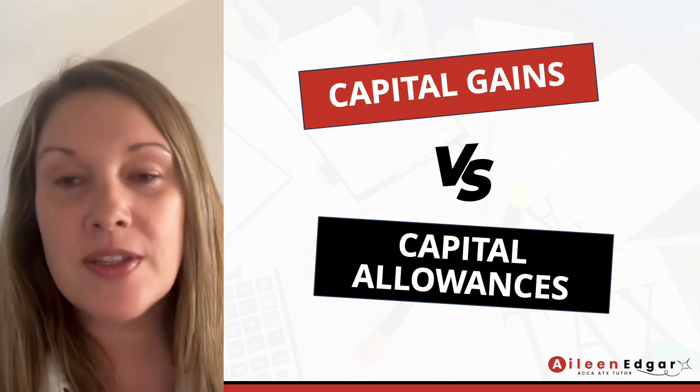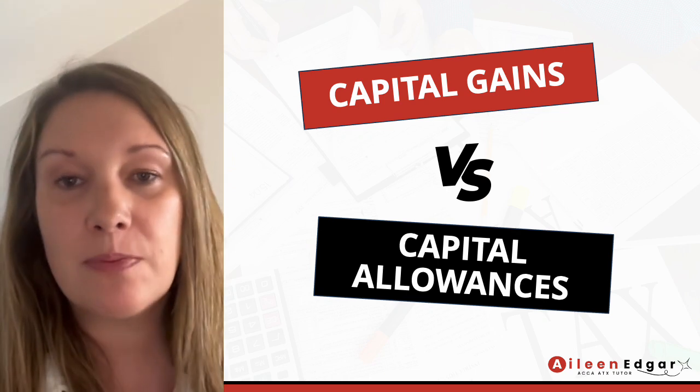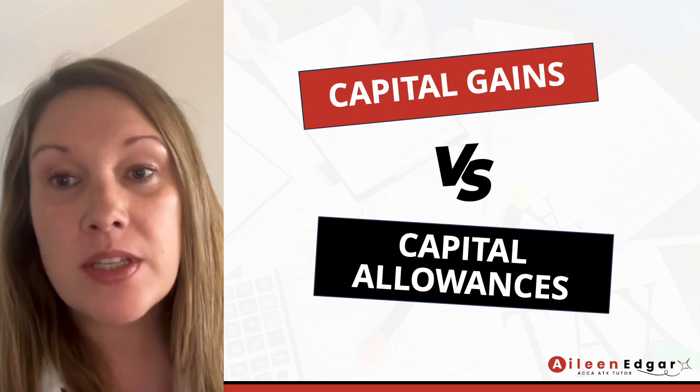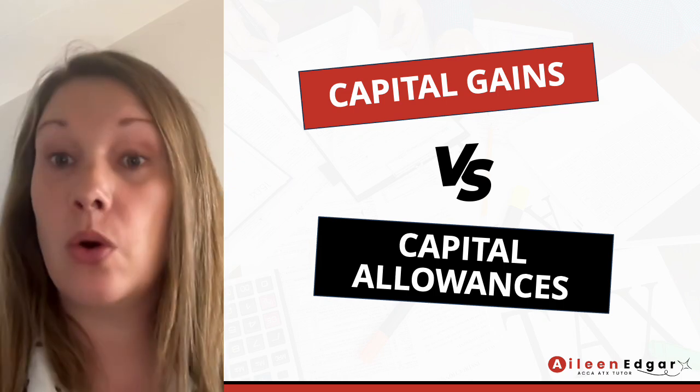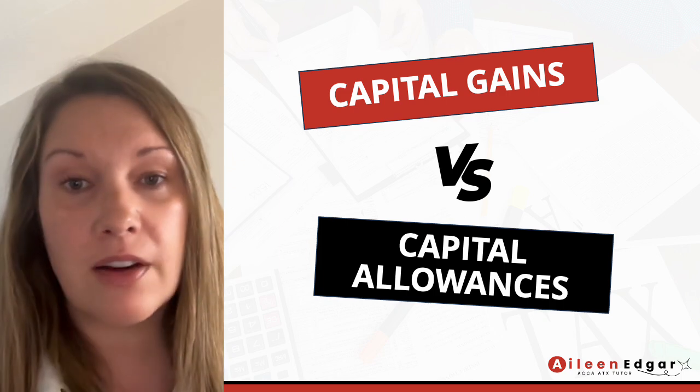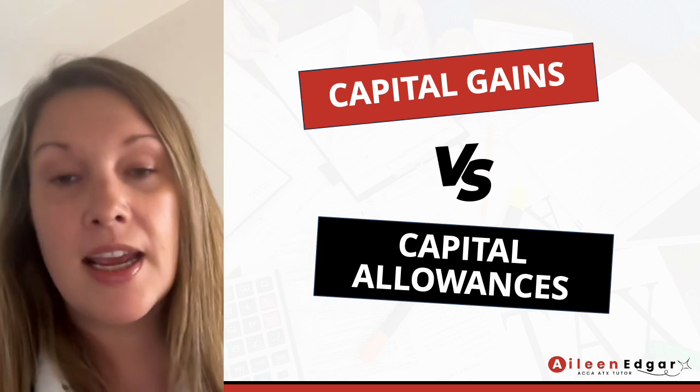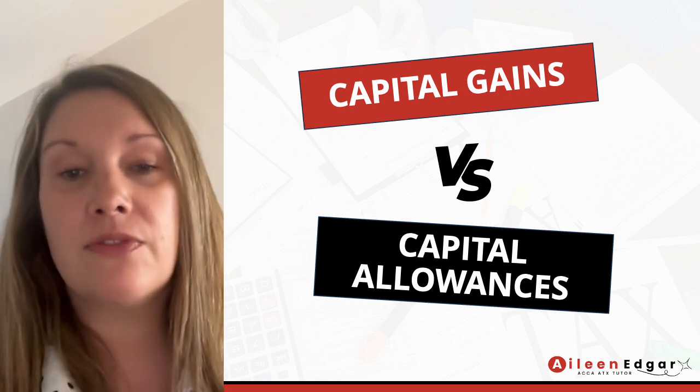What happens when you sell an asset that you've been using in your business? If it's going to have made a gain, do you then forget about capital allowances? Or do you claim a balancing charge on it and forget about CGT? In this video, we're going to clear up any confusion on this.